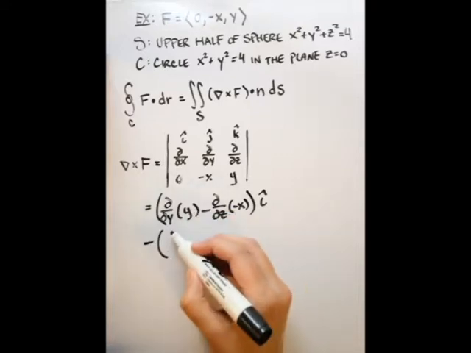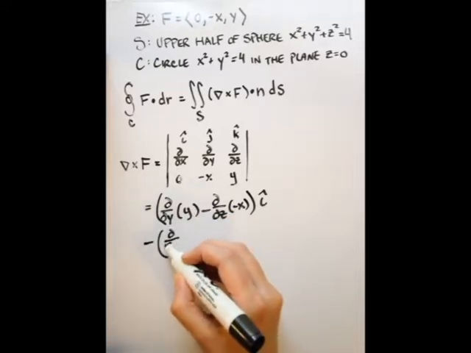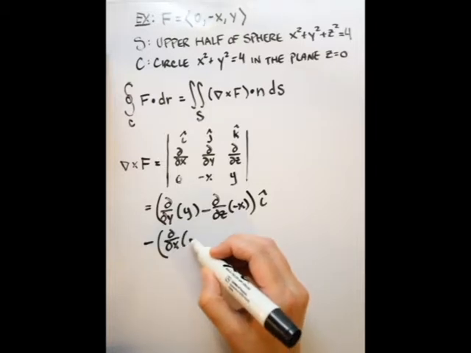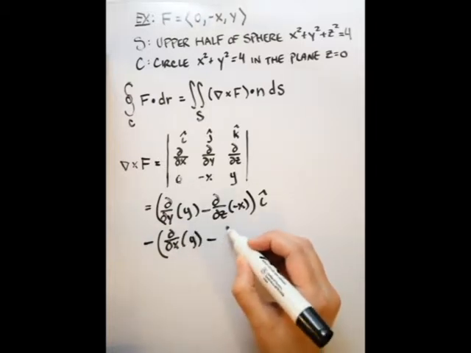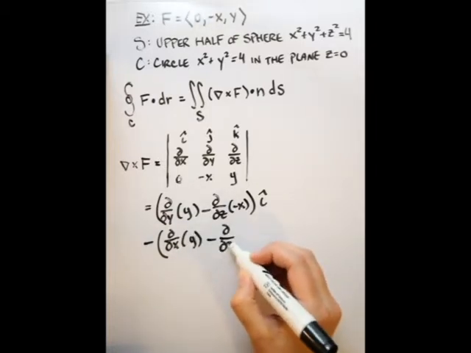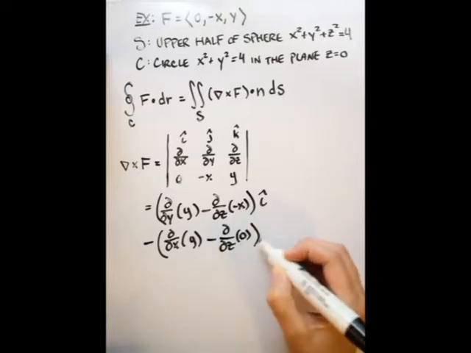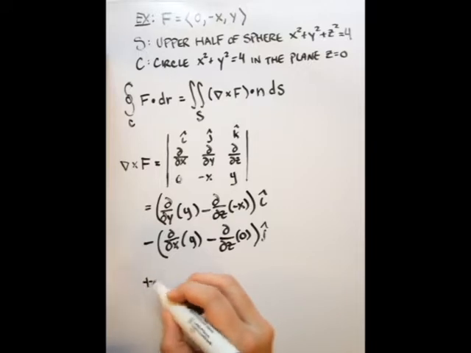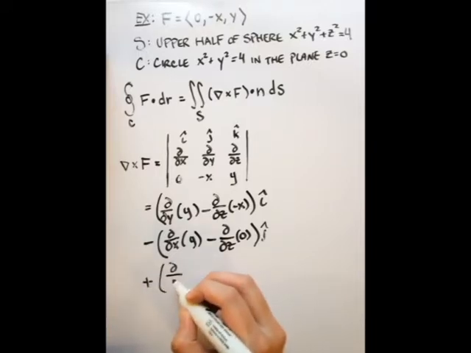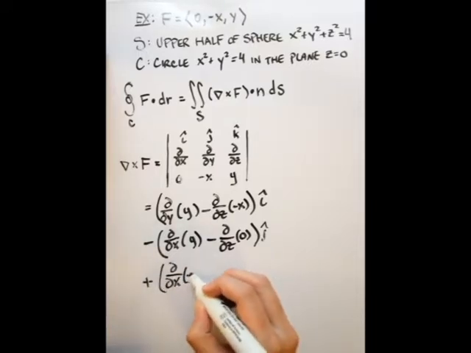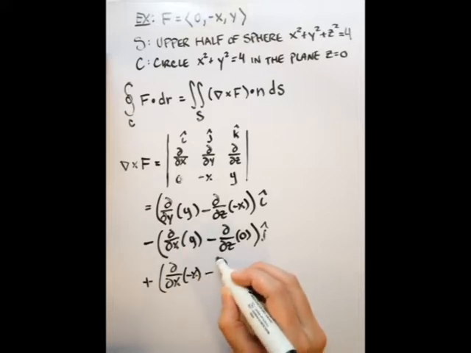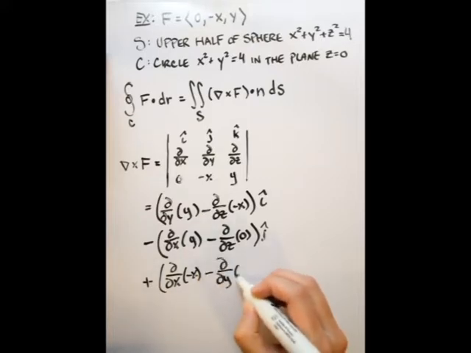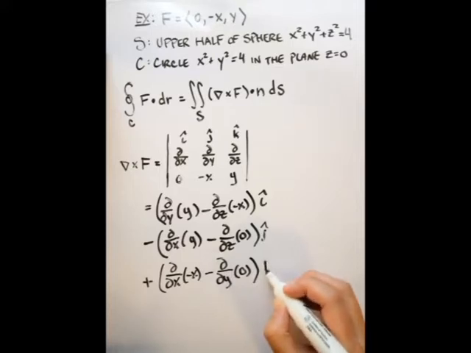Minus the partial derivative with respect to x of y minus the partial derivative with respect to z of 0, and that's our j component. And then lastly, plus the partial derivative with respect to x of negative x minus the partial derivative with respect to y of 0, and that's our k component.